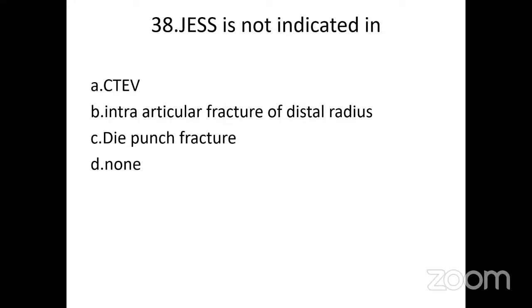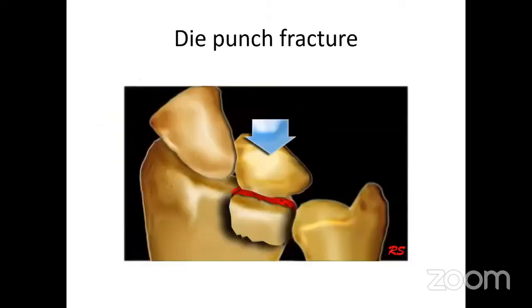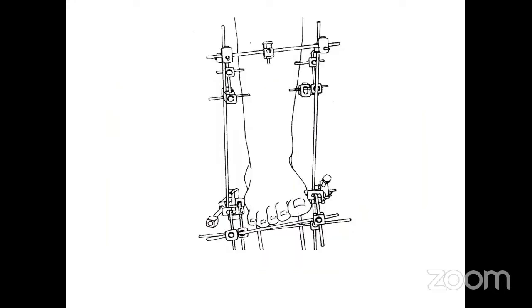So it is not indicated in die punch fracture. What is die punch fracture? Where is the die in the wrist? It is the lunate bone. The lunate gives a punch to the radius, and a part of the intra-articular portion of the lunate fossa, which is the quadrangular fossa, is pushed in. There is no ligament as such attached, so when you do JUS, you cannot correct this displacement. You have to manually open it. So JUS is not indicated in die punch fracture.